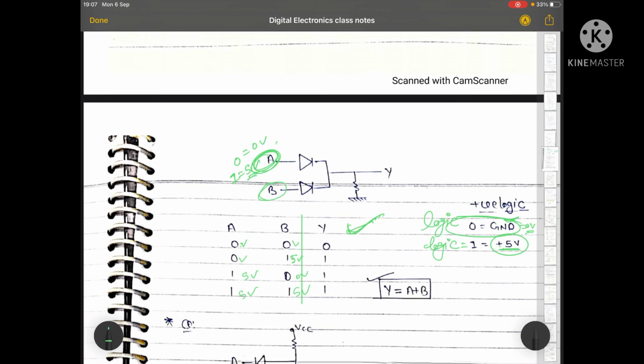If we apply 5 volt, then this diode is in the on state. If it is in the on state, then current will flow like this, and our output will become nearly equal to 5 volt in the ideal condition. Means if any of our diodes is on, then our output is on. So this is the diode diagram for an OR gate. Hope you got it. Thank you.